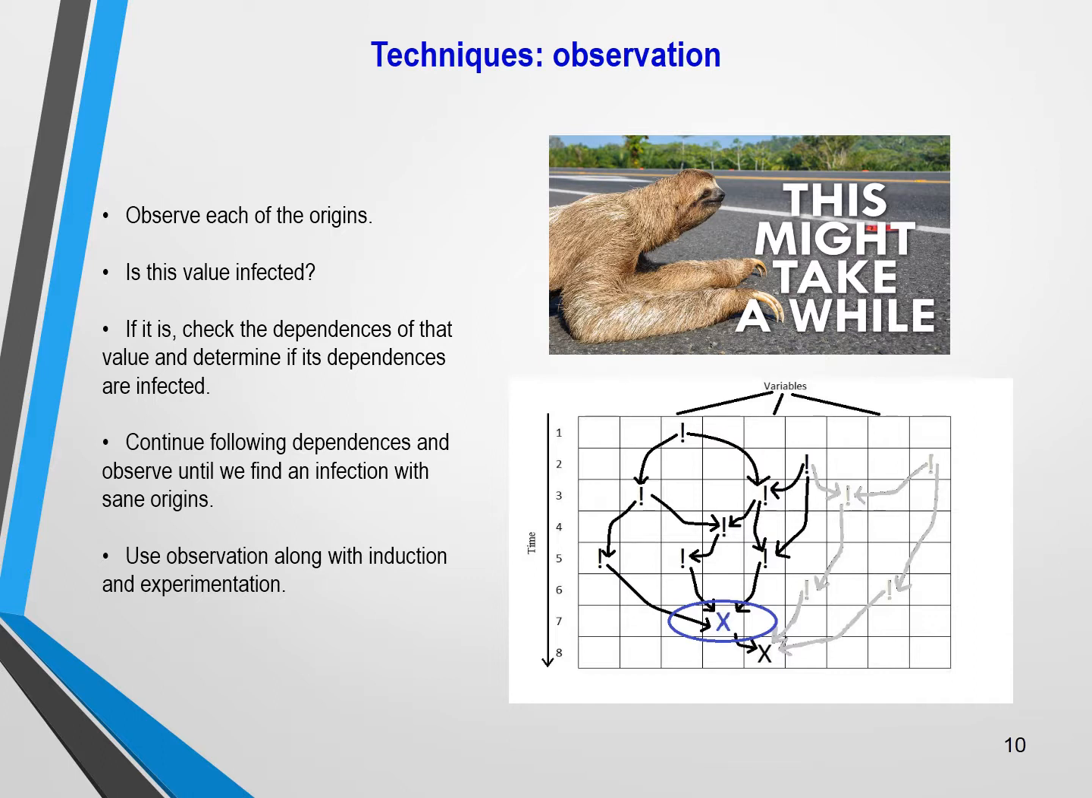So, to help us save time, we're going to use observation along with induction and experimentation. If we look at the picture here on the right, we can see that we don't have to worry about those exclamation points on the right hand side that are grayed out right now, because we found an infection, which is that blue X that is circled. For now, we will worry about the dependencies of that variable.